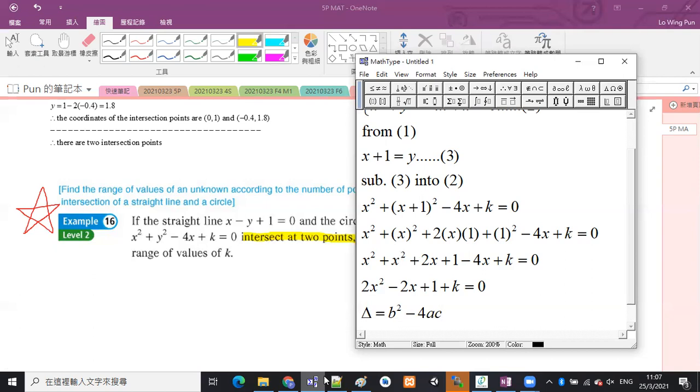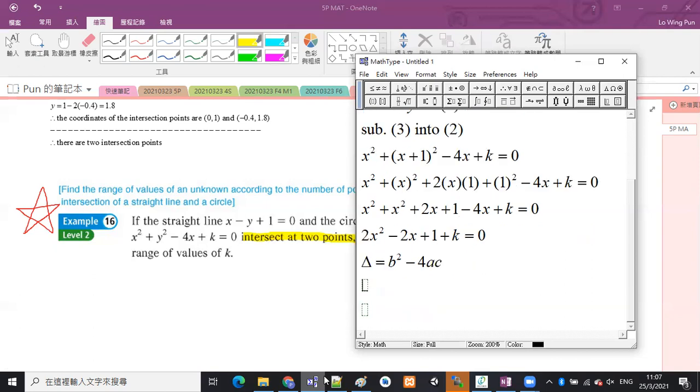Than 0. Okay, so in this case, A is equal to 2, B is -2. What is the value of C? What is C in this equation?